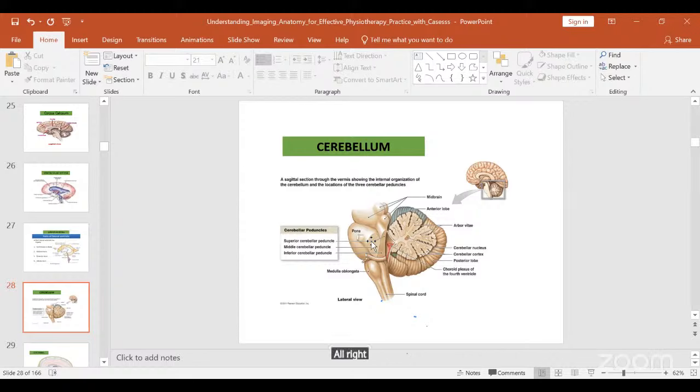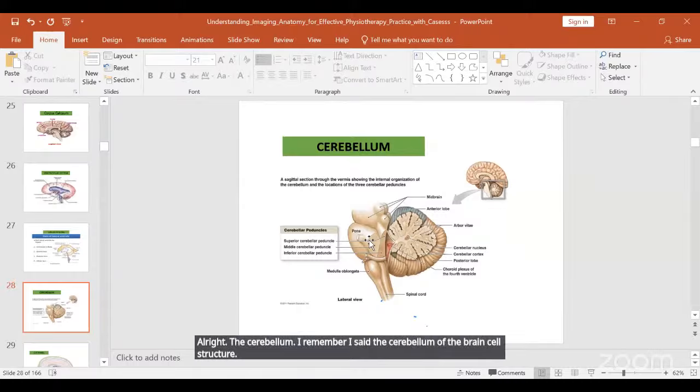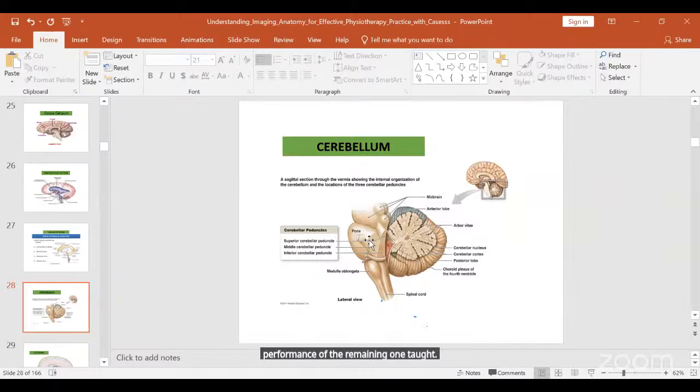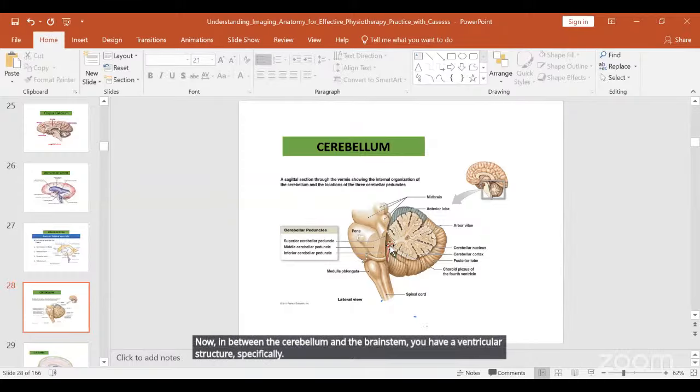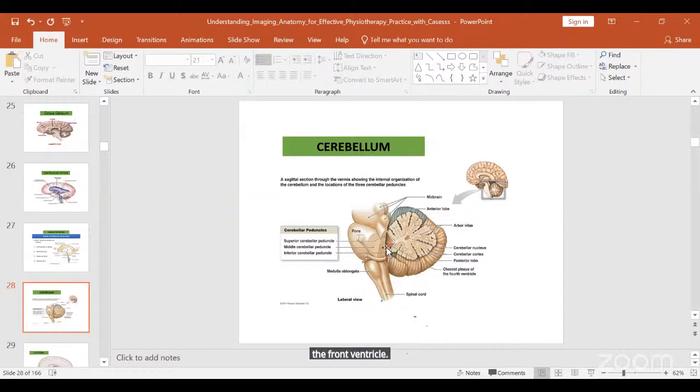All right. I remember I said the cerebellum of the brain structure forms the remaining 1/3 of the entire intracranial space. Now, very important relationship, because I say we use landmarks to identify structures. In between the cerebellum and the brainstem, you have a ventricular structure, specifically the fourth ventricle. So the fourth ventricle is found in between the brainstem and the cerebellum, specifically under the cerebellum.